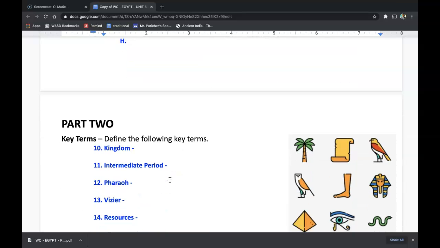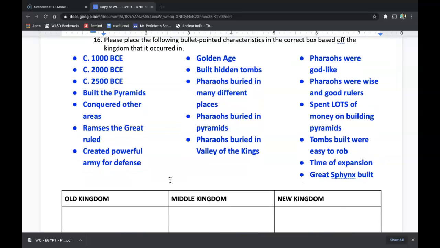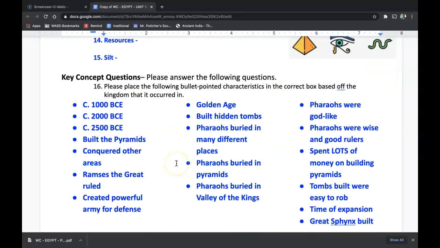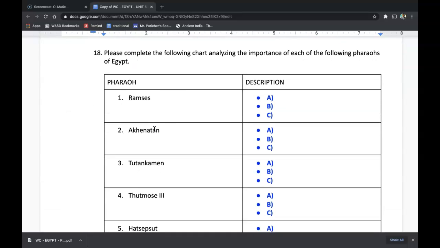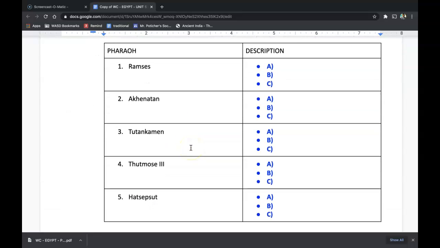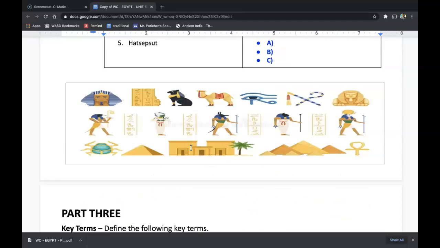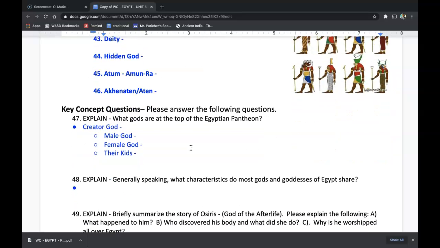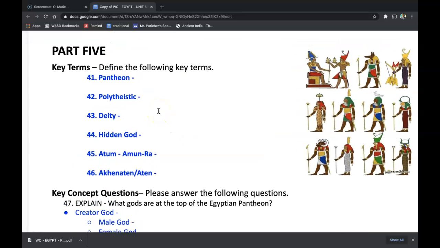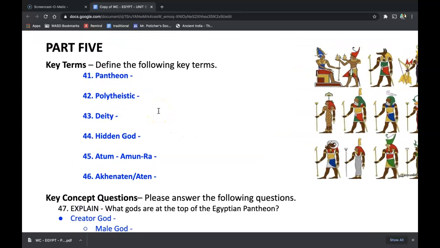Now, if you were in my hybrid group, we did do some of this together. However, I left some exercises here for you to complete, like the chart on Old, Middle, and New Kingdom Egypt, and some other things as well, like the Pharaoh's chart. So, for the rest of you, to promote equity and to get you guys on the same page of understanding, I want to at least give you an opportunity to do part 5 and part 6 here together with me. So let's go ahead and define what a pantheon is.